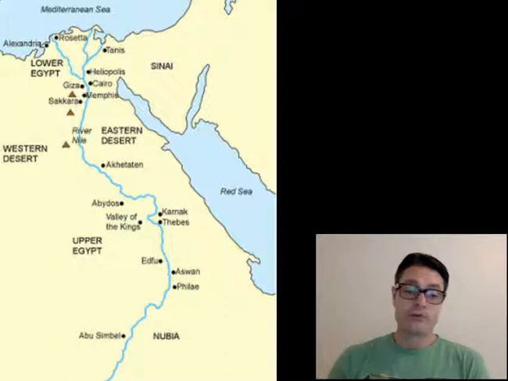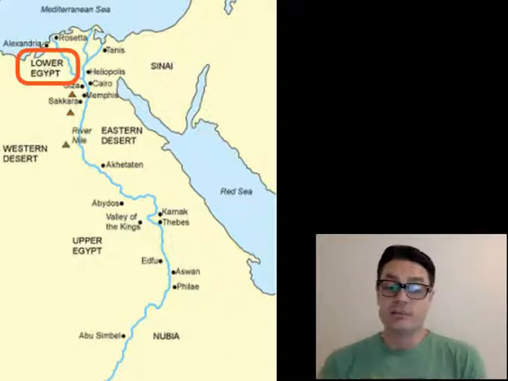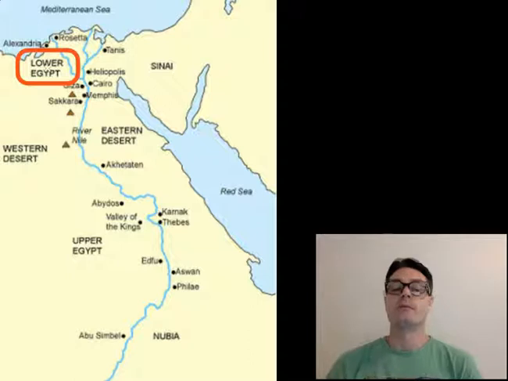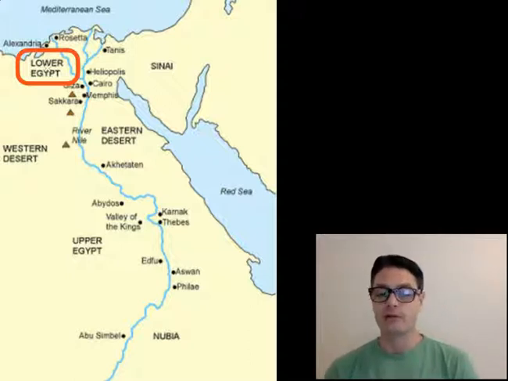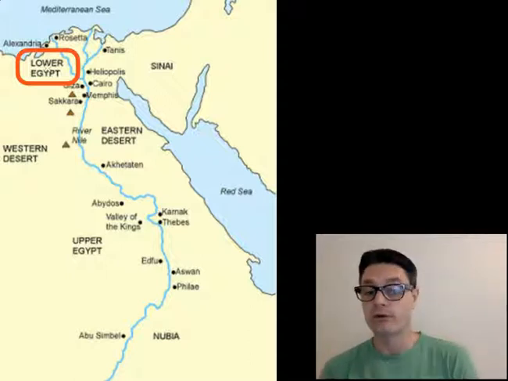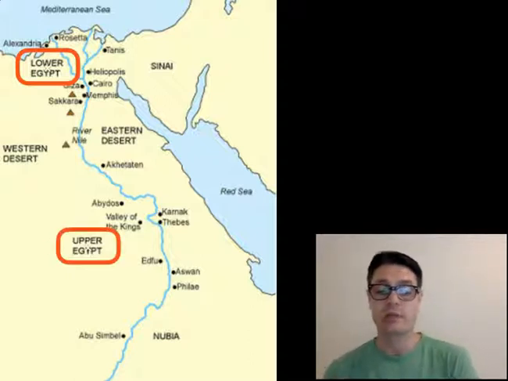A couple more quick terms to learn. The first is Lower Egypt, which is the term we use to describe the Egypt of the north, which is a little bit contradictory, but that's the term we use. So to the north is called Lower Egypt, and to the south is called Upper Egypt.